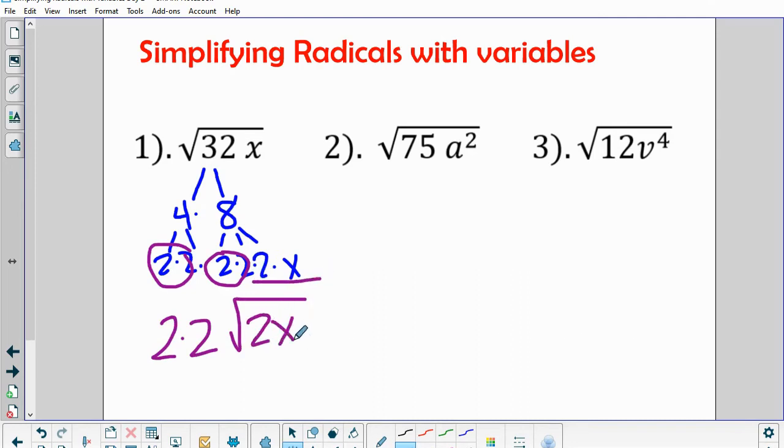So I'd have 2 times x, just like that, and then 2 times 2 out front reduces to just 4. So we end up with 4 times the square root of 2x.